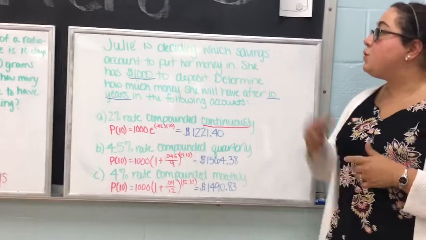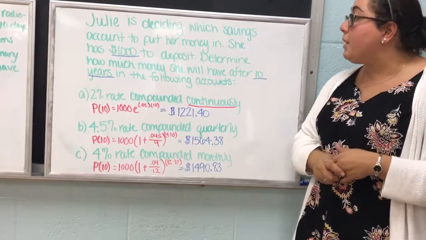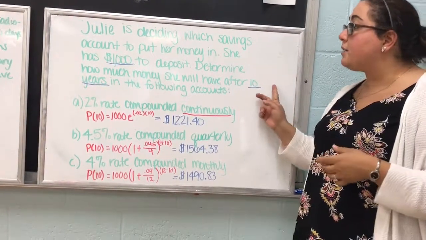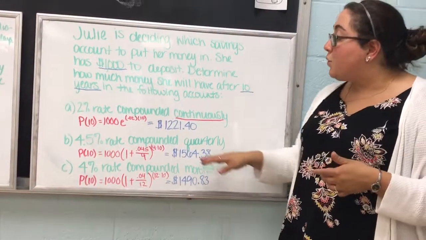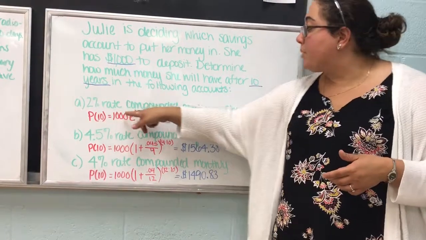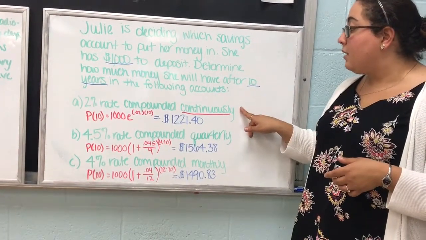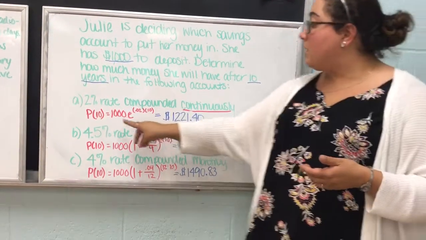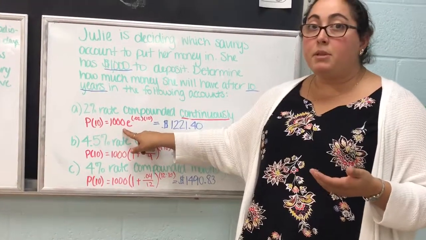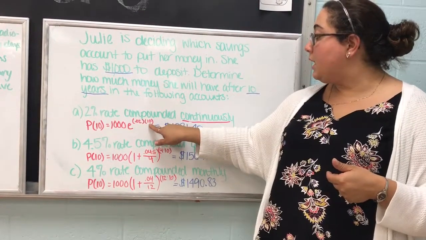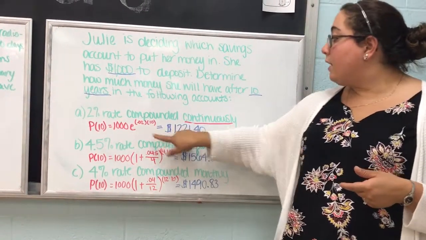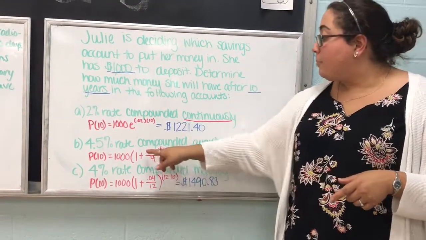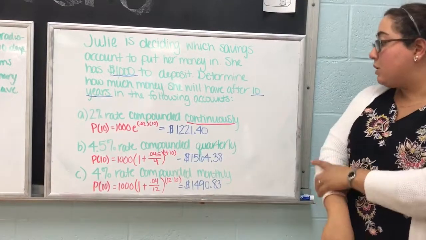And the last type of problem is Julie's deciding which savings account to put her money in. She has $1,000 to deposit, so determine how much money she will have after 10 years in each of the following accounts. So for A, it says an interest rate of 2% compounded continuously. So because of the word continuously, we want to use our PERT formula, which again starts with the initial amount. It's always the initial amount, but this time it's e raised to the rt. When we put this into a calculator, we end up with $1,221.40.